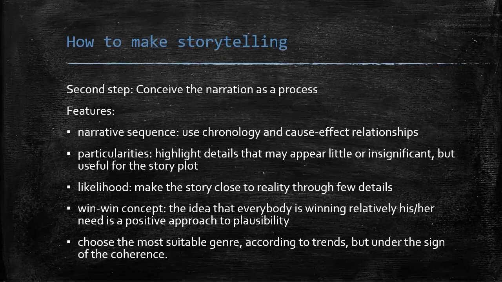How to make storytelling. Second step. Conceive the narration as a process including the following features: narrative sequence, use chronology and cause-effect relationships; particularities, highlight details that may appear little or insignificant, but useful for the story plot; likelihood, make the story close to reality through few details; win-win concept, the idea that everybody is winning relative to their need is a positive approach to plausibility. Choose the most suitable genre, according to trends but under the sign of coherence.